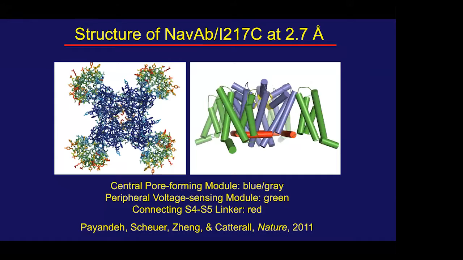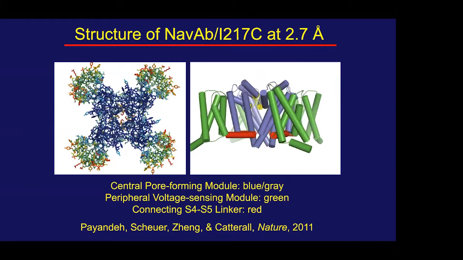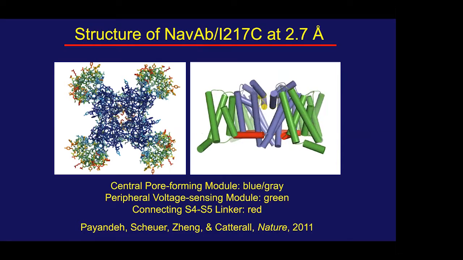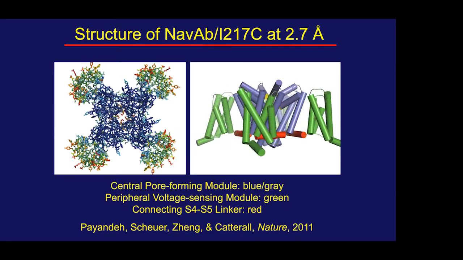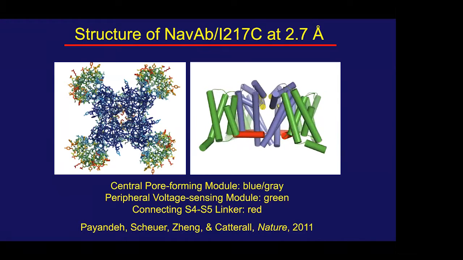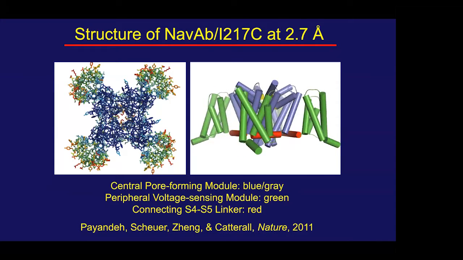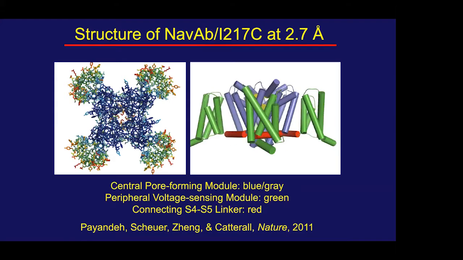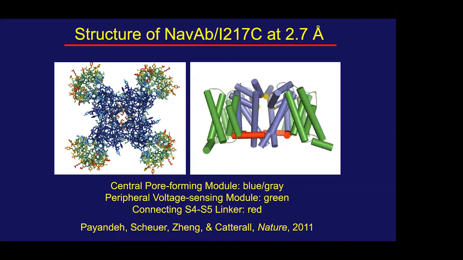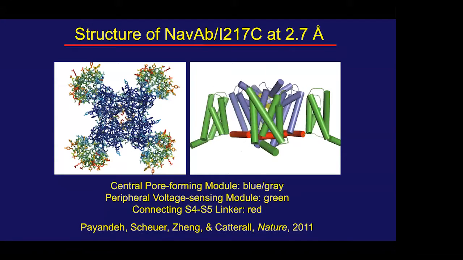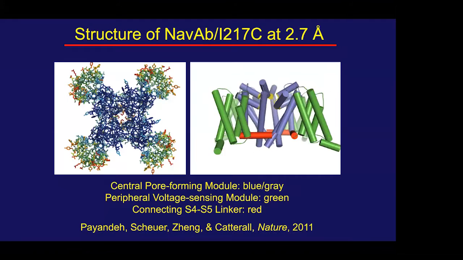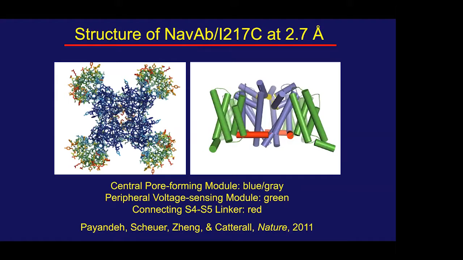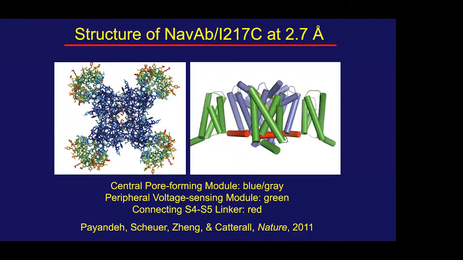And now, crucially, in this image, you can see for the first time the linker that connects the 2 modules. This is in red here. It's called the S4, S5 linker because it connects segments S4 and S5. Mutations in voltage sensors, in the pore, and in the S4, S5 linker, all are present in SCN2A disease.